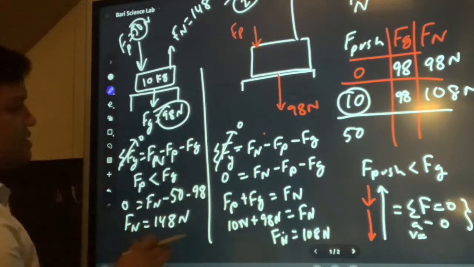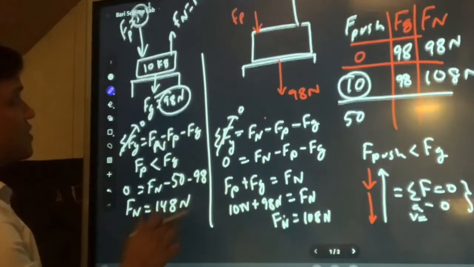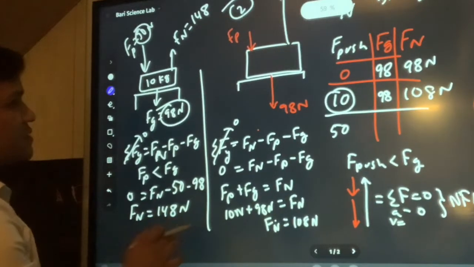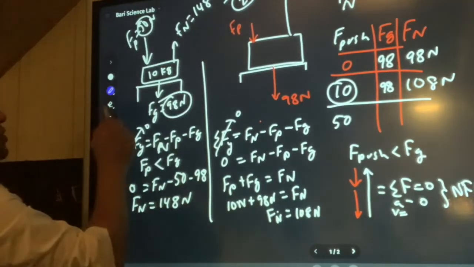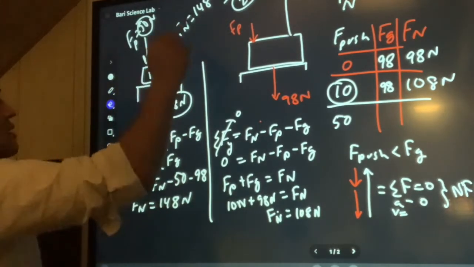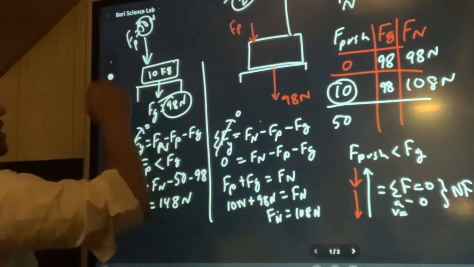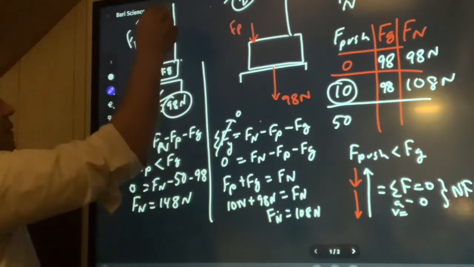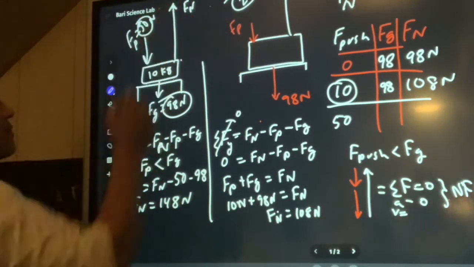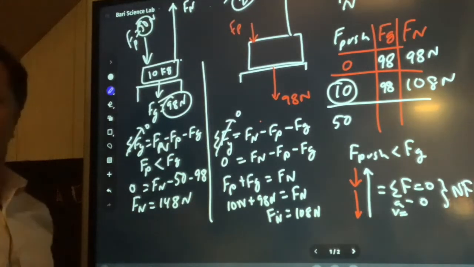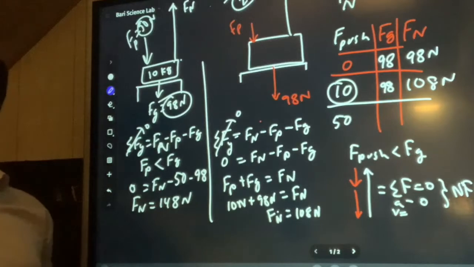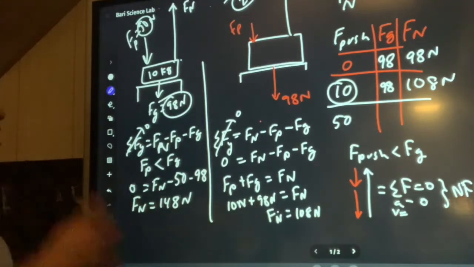So if that is the case, 148 Newton, then we have to fix something, and that is the vectors. So this is supposed to be the longest vector, just like the other scenario, so I'm going to make it longer. Okay. So try not to edit now, okay? Try to take a 2-minute break.